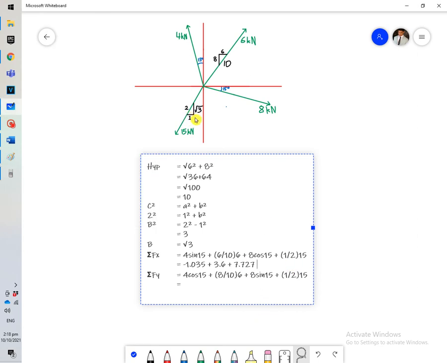Tapos, dito tayo sa dulo. Parallel ng x-axis is 1. So, 1 over hypotenuse, which is 2. So, 1 half of 15. So, 1 half of 15 is, hindi na natin kailangan i-calculate, 7.5. Tapos also, papunta siya sa kaliwa. So, negative ulit siya. So, negative 7.5.